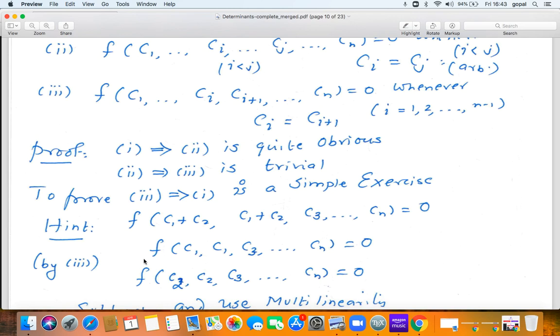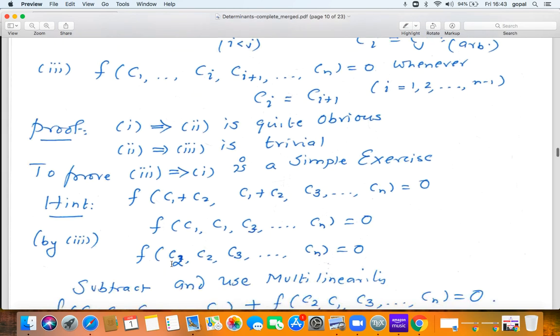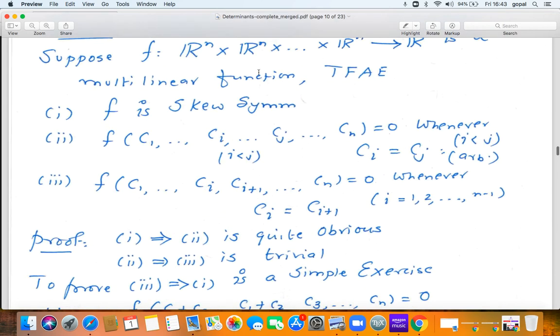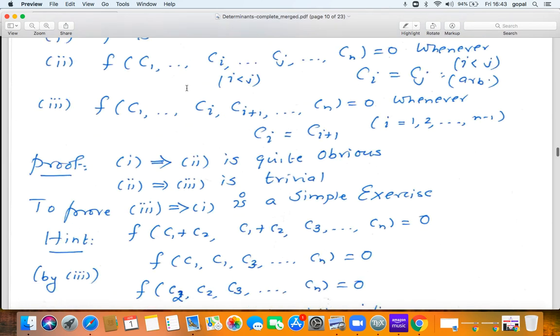After that, I'm going to take another one. f of C1 comma C1 comma C3 to Cn is 0. And yet another. f of C2 comma C2 comma C3 to Cn equal to 0. Now what am I going to do? I'm going to use multilinearity. This is important. f is a multilinear function, so multilinearity has to be used.